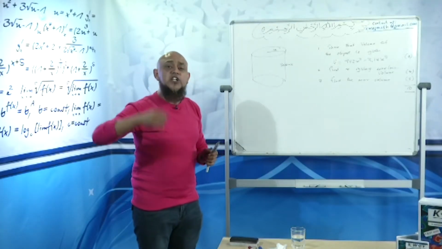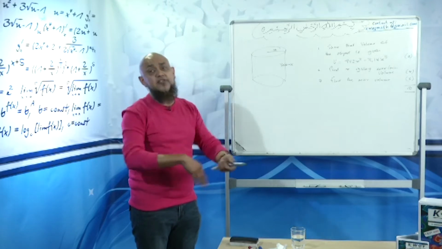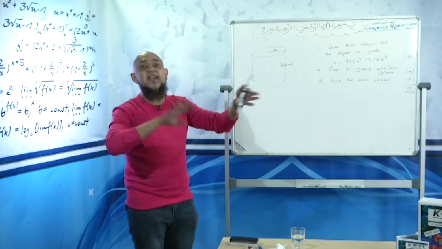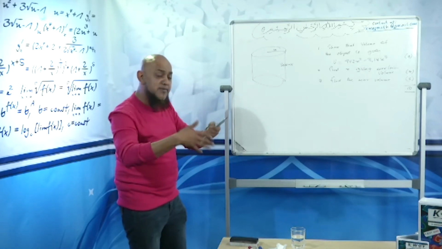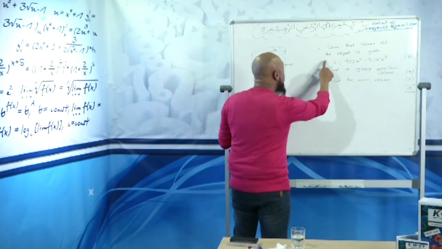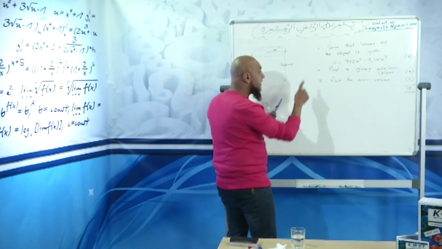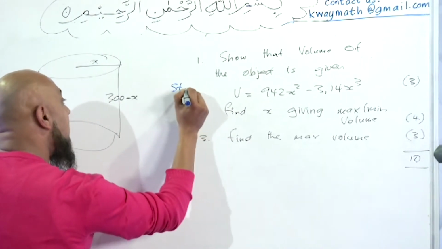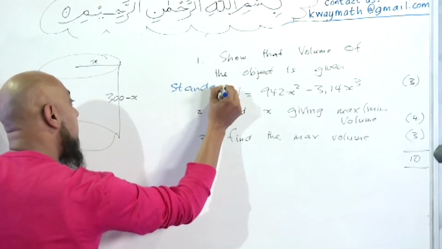Show that the area, show that the volume, show that the total surface area is given by a formula you've never seen before. Then they say find x giving maximum or minimum, and then find the maximum or minimum volume or area or total surface area. Now when we do this, I want you to pay attention. When we do question number 1, we use standard formula.